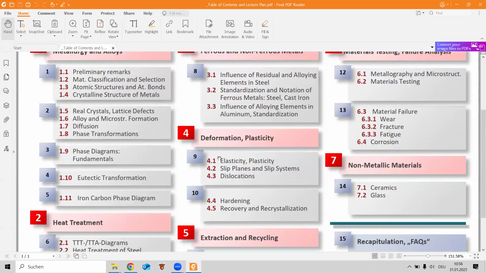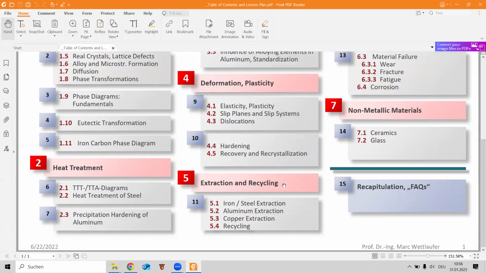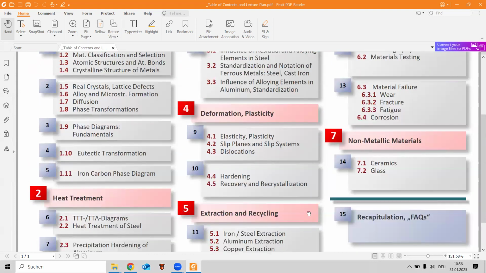Part 4, we have deformation and plasticity: plasticity, slip planes and slip systems, dislocations, hardening, recovery and recrystallization. In part 5, we have extraction and recycling, with points: iron, steel extraction, aluminum extraction, copper extraction and recycling.